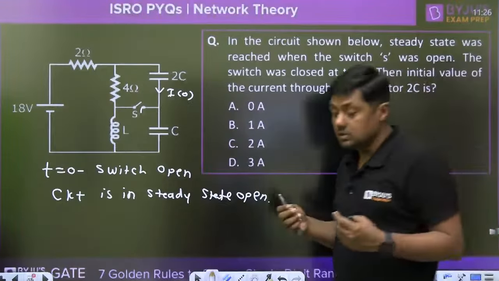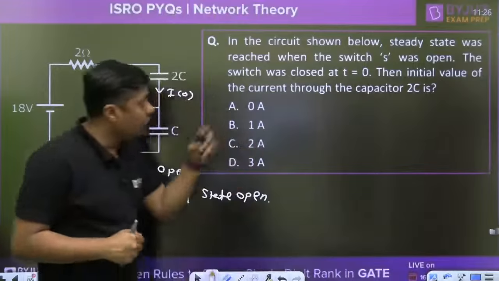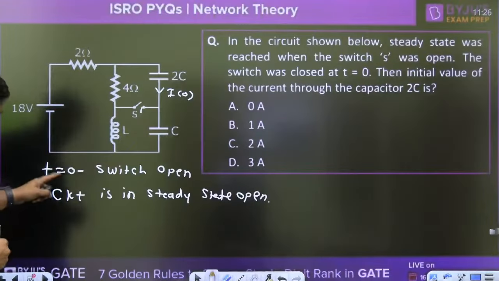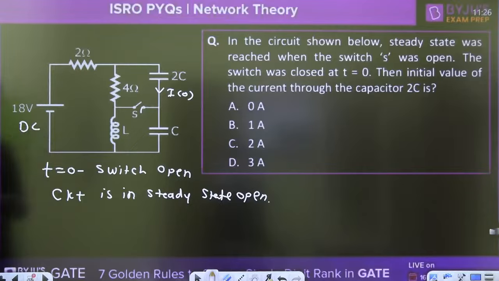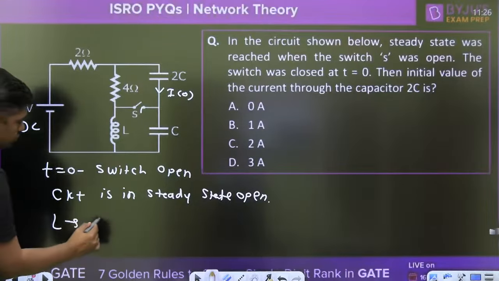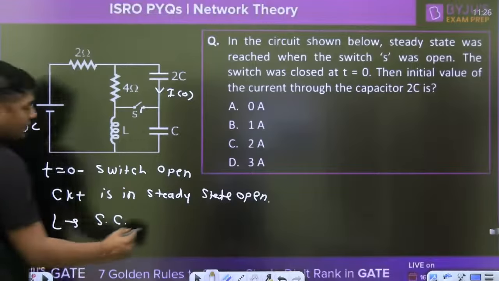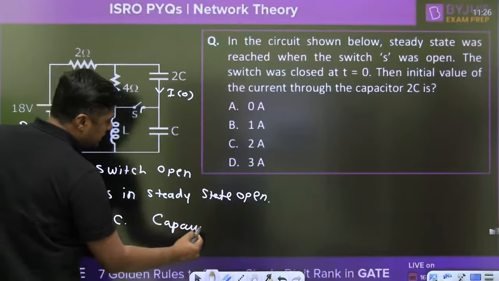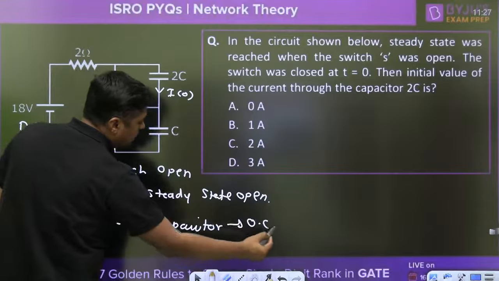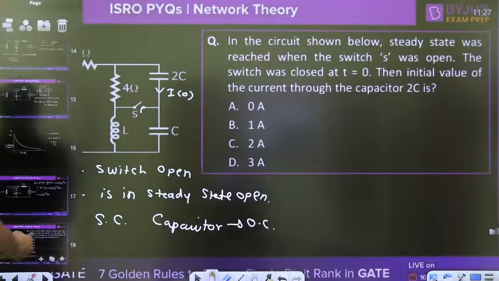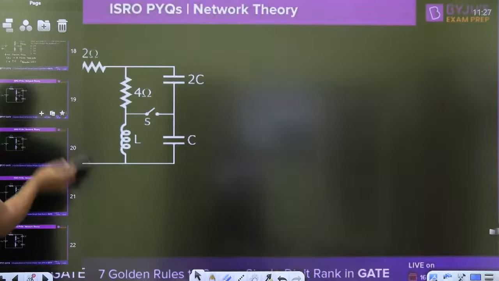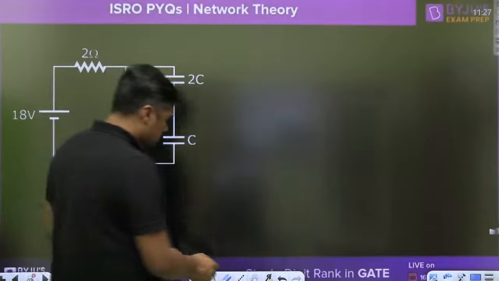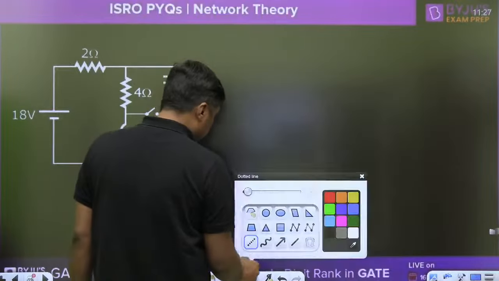First of all, try to understand what is the question, what is asked in the question. Now, how can we solve it? First of all, exactly at t equal to 0 negative, the switch was open and the circuit reached what? Steady state. This is the DC voltage given. So for DC, the inductor acts as a short circuit under steady state. The capacitor acts as an open circuit under steady state. Okay, when the capacitor acts as an open circuit, what about the diagram then?